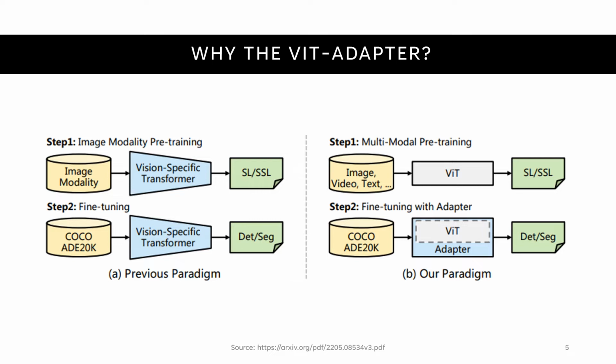The plain ViTs can be trained using video, image, or text, making them easier to train and also encouraging semantic-rich representations. After training, the plain ViT can be fine-tuned using the adapter as shown in Figure B. The adapter is not pre-trained and provides the plain ViT with the image-related prior knowledge that it lacks.